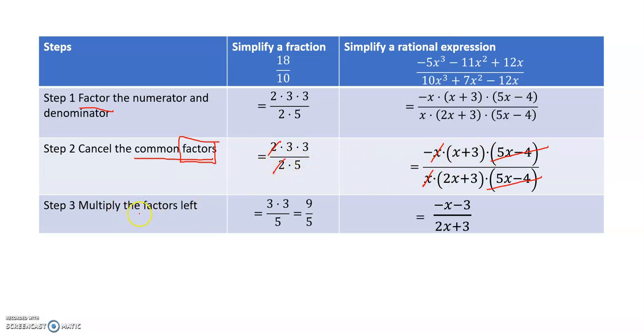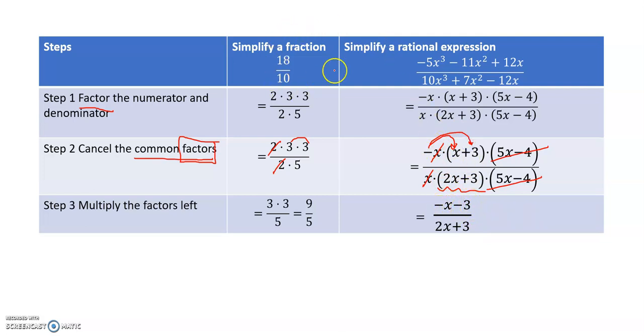And the last step, we can multiply the factors left. So the top times top, we got 9. And the bottom, there's only 1 factor left. We just keep it. And similarly, we have 1 factor, 2x plus 3 left. And the top, we multiply negative with the x plus 3 to get negative x minus 3.